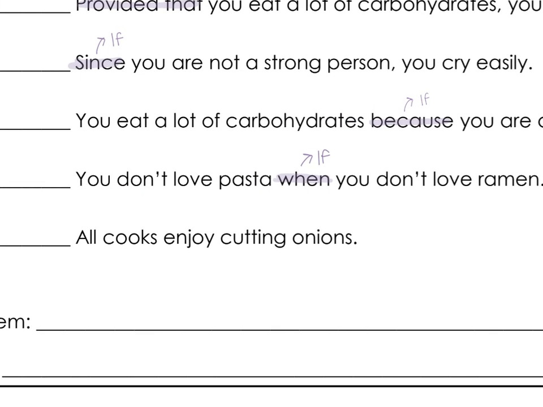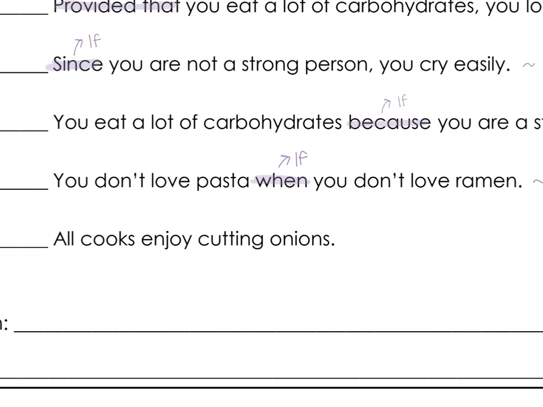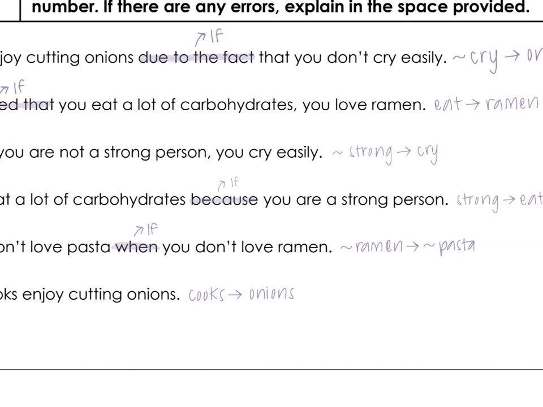All right, our last sentence, we have all cooks enjoy cutting onions. Okay, so no keywords here. We're going to go ahead and say that our hypothesis is going to be cooks and then onions is my conclusion. All right, so let's look and see what we have here.